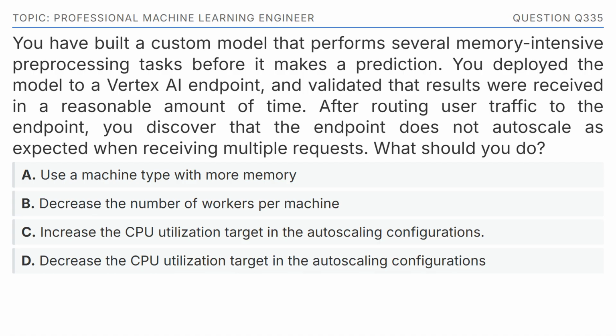The options are: Option A, use a machine type with more memory. Option B, decrease the number of workers per machine. Option C, increase the CPU utilization target in the autoscaling configurations. Option D, decrease the CPU utilization target in the autoscaling configurations.